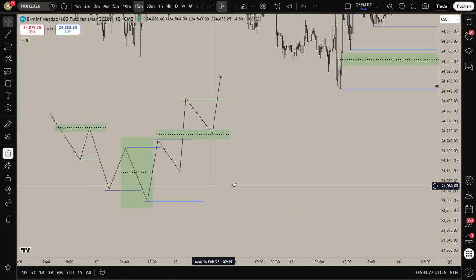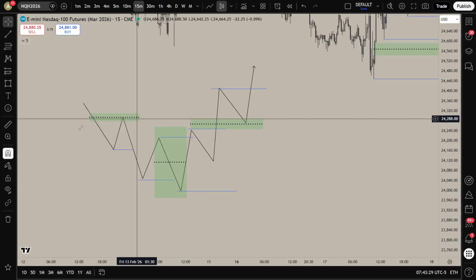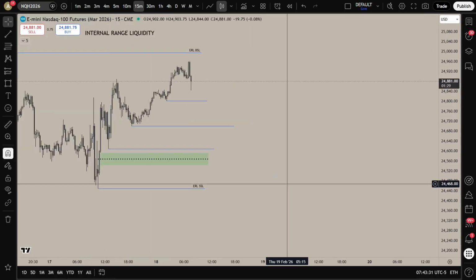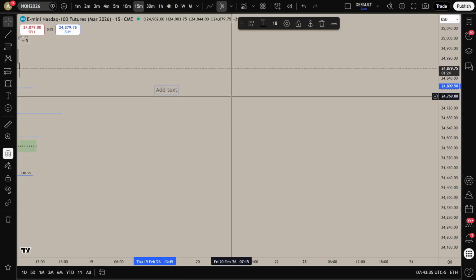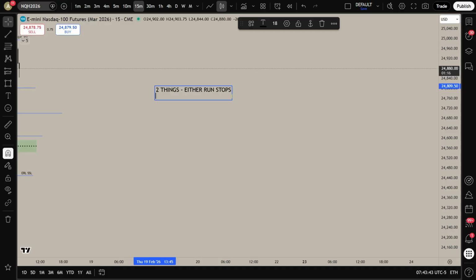Do you need to know all of this? I don't think so. You don't need to know this because whatever price or time you trade, the market does only and only two things. Price only does two things. It either runs stops, or it fills in inefficiencies. What is an inefficiency?